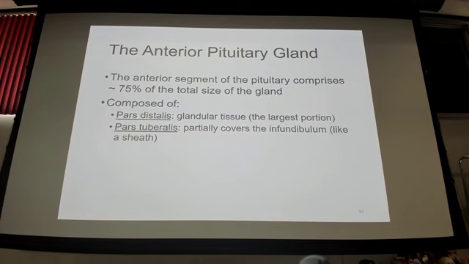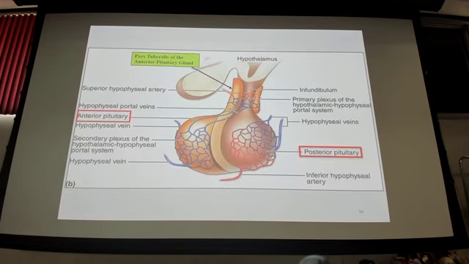And the pars tuberalis is that sheath. So looking at this picture, the anterior pituitary comprises not just this part here, but also this sheath here that wraps around the infundibulum. So it wraps around the stalk. The stalk itself is a part of the posterior pituitary. Does that make sense?